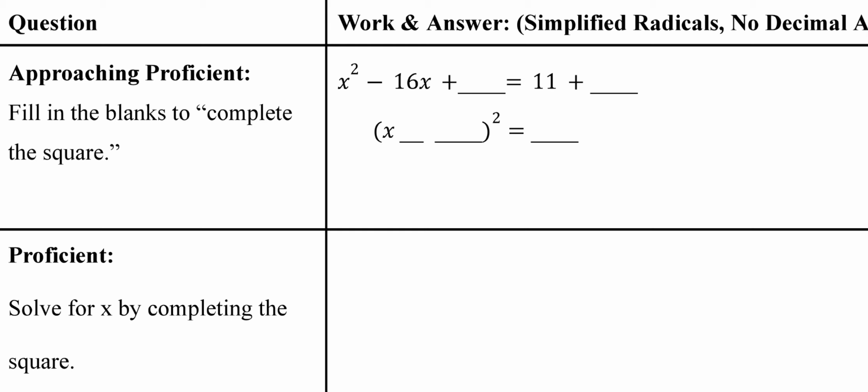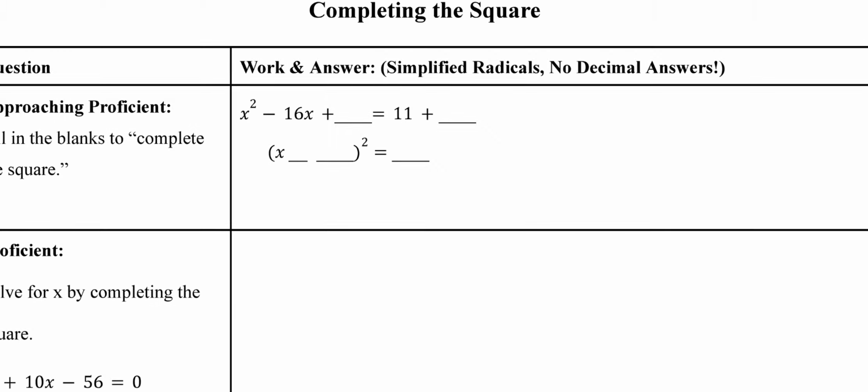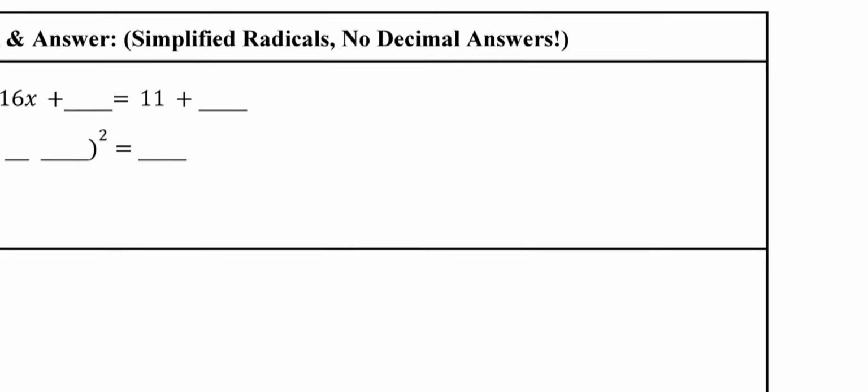And this particular part on approaching proficient really talks about how do we rewrite something. How do we create the idea of a perfect square? And so I'm going to use a visual. If I've got x squared minus 16x, I might have something that looks kind of like this.